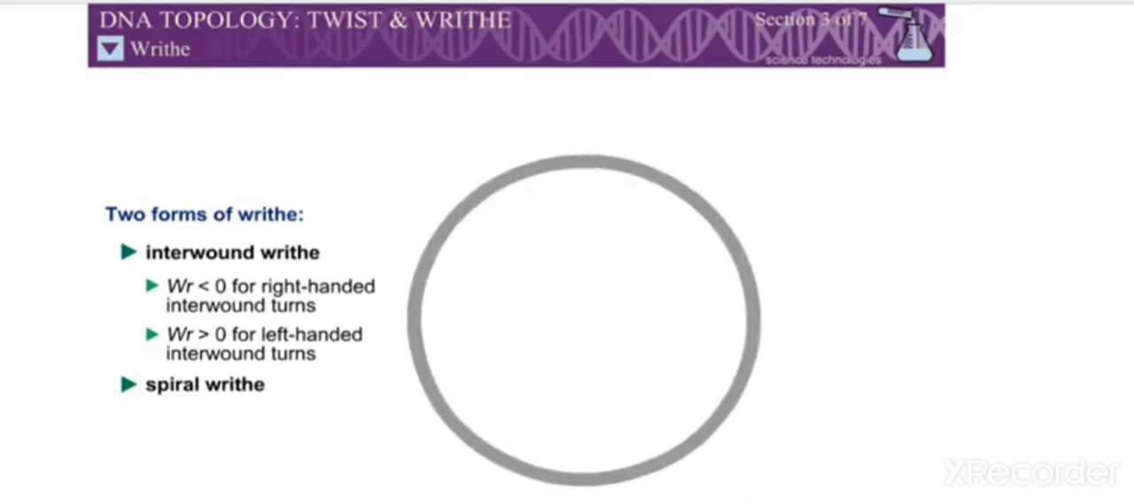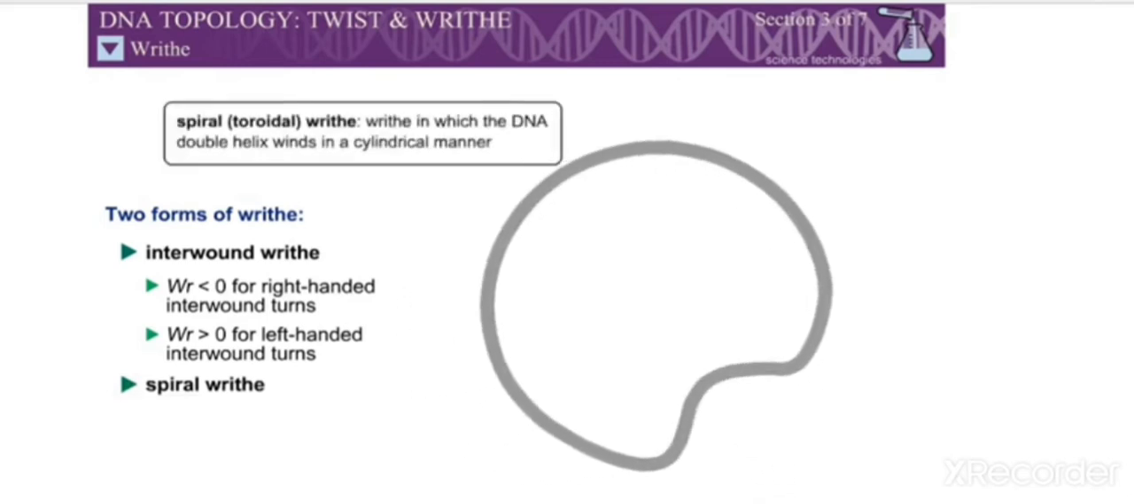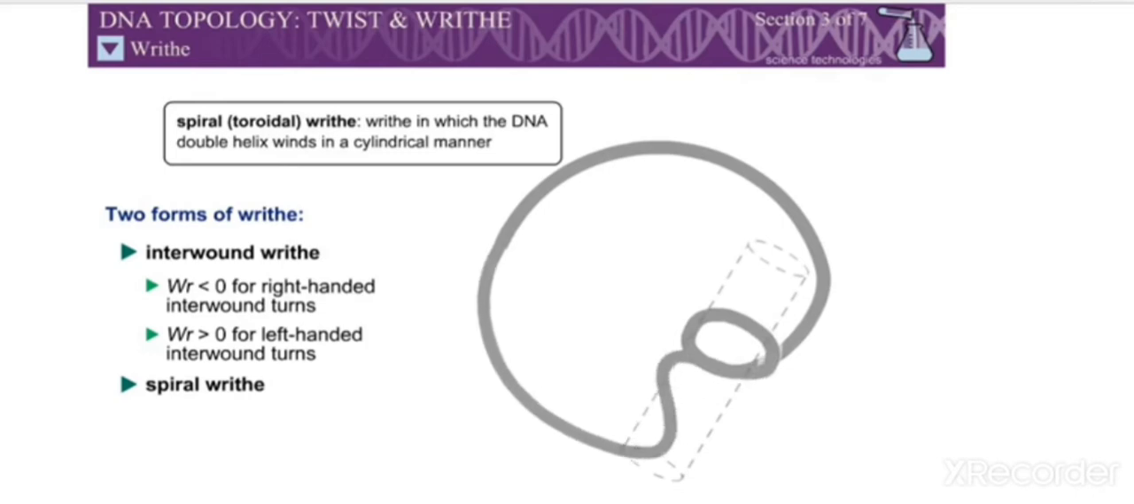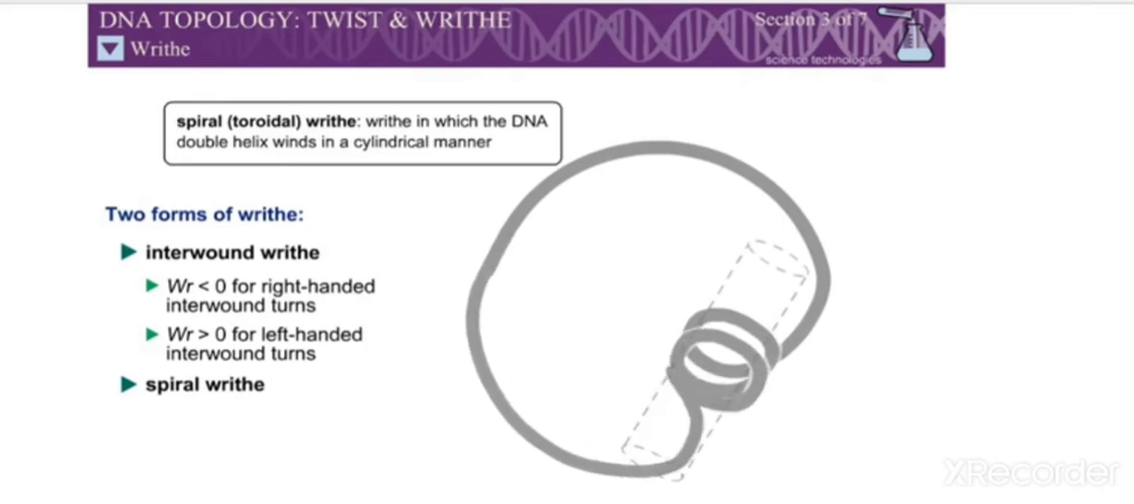The other form of writhe is spiral or toroidal writhe. In spiral writhe, the DNA winds as if around a cylinder. Spiral writhe often occurs when DNA molecules wrap around proteins.